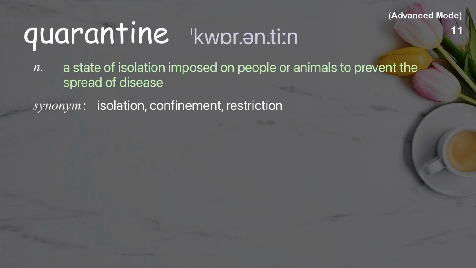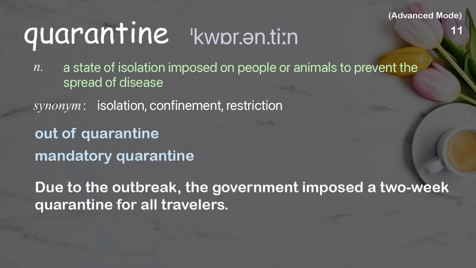Quarantine. A state of isolation imposed on people or animals to prevent the spread of disease. Examples: out of quarantine, mandatory quarantine. Due to the outbreak, the government imposed a 2-week quarantine for all travelers.